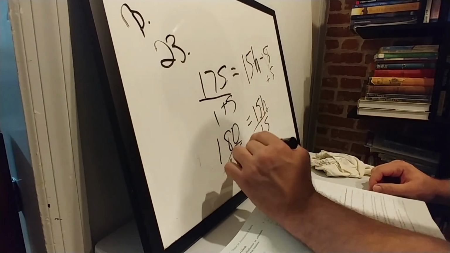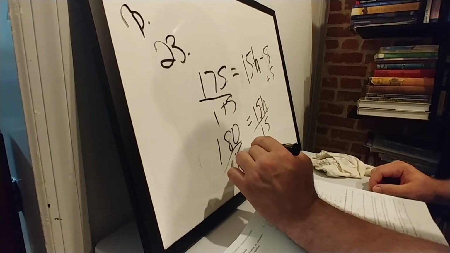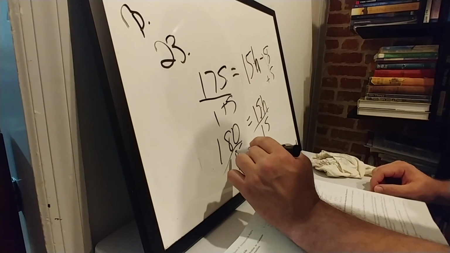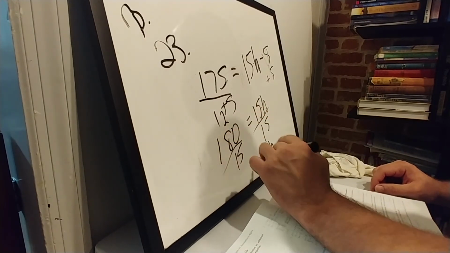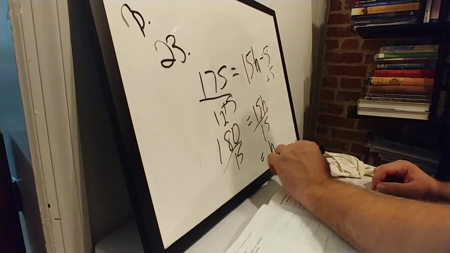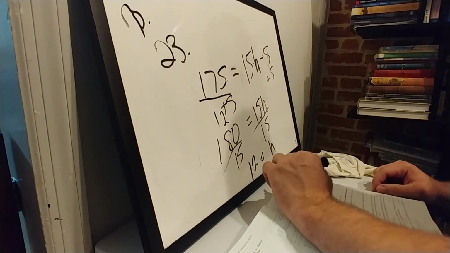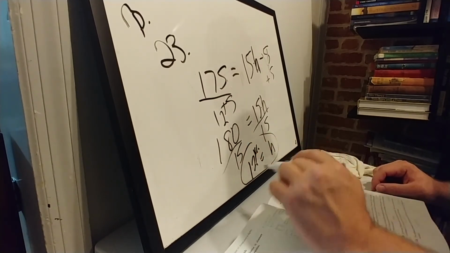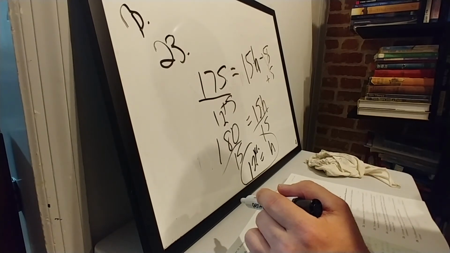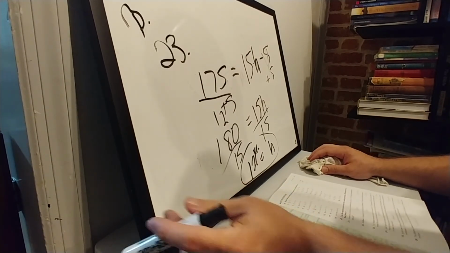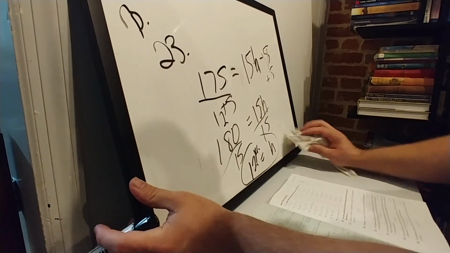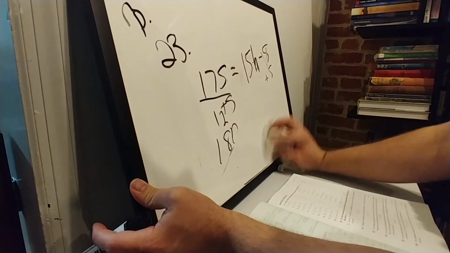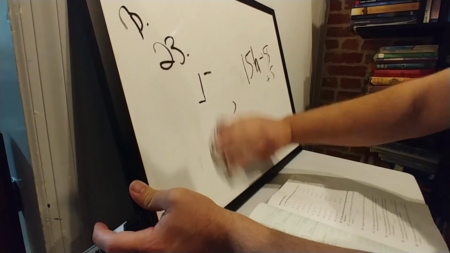So what equals h? It would be 180 divided by 15. So 12, I guess, right? So their other house must have been 12 years old. Yep, because 180 divided by 15 is 12. So that's how you do that one.